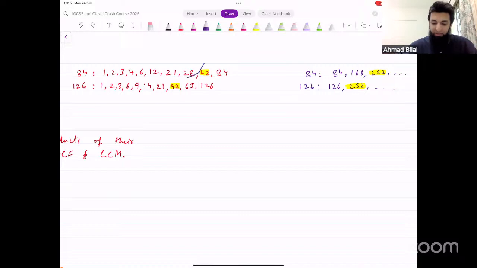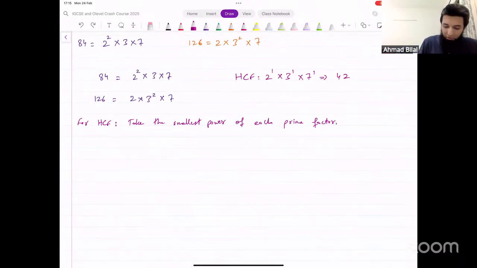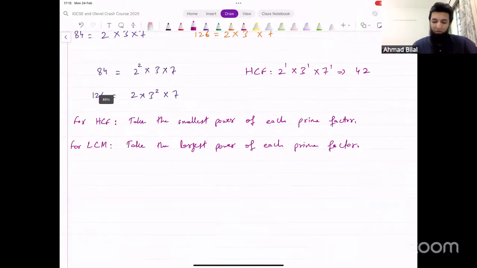So you see, factor is a smaller number. LCM is a bigger number. How do you find LCM from that prime factorization? The way to do that is, once you have this prime factorization, for LCM, you take the largest power of each prime factor. The largest power of each prime factor. Okay, now what does that mean? What is the LCM going to be here?